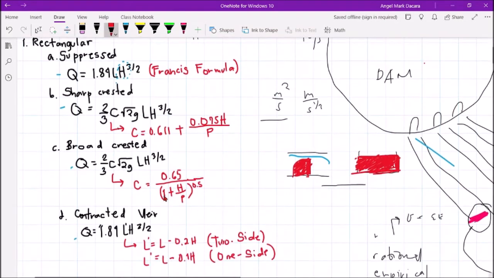Okay, so yun. Ano naman yung ibig sabihin ng contracted weir? Pagka contracted weir, ganito. Let's say this is the front view.